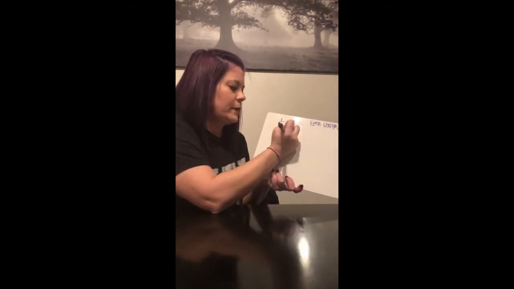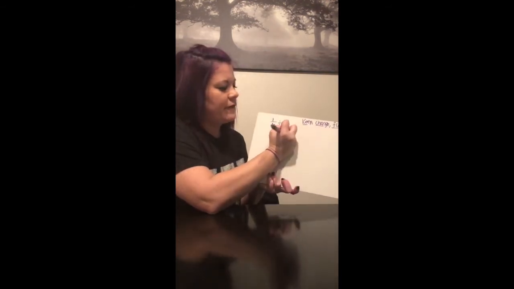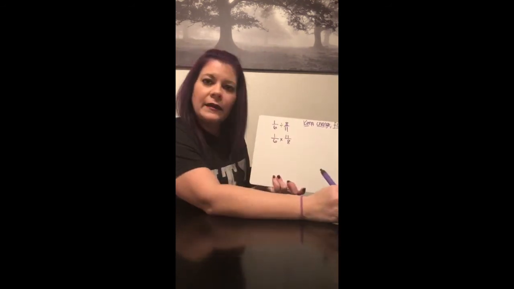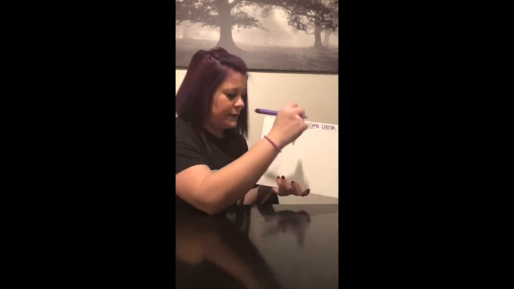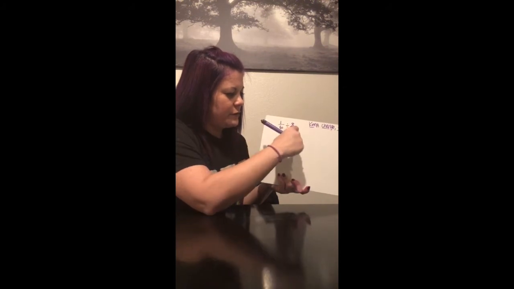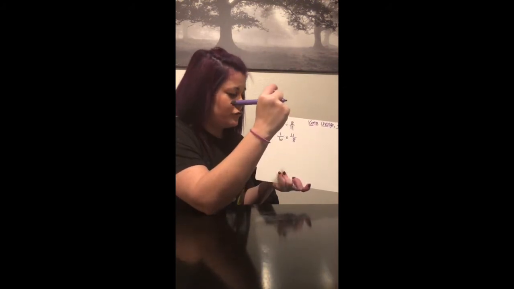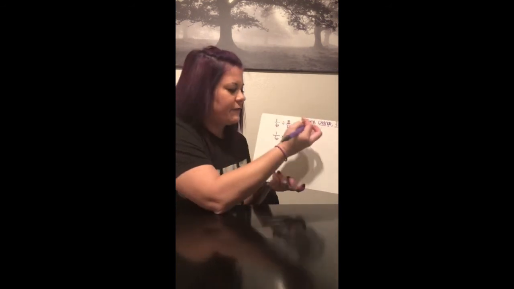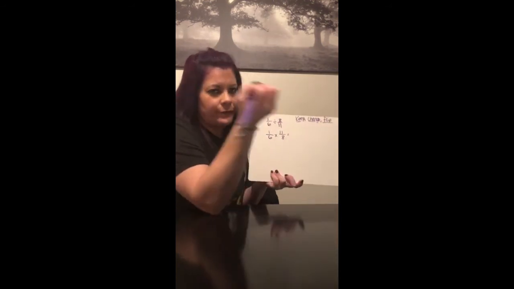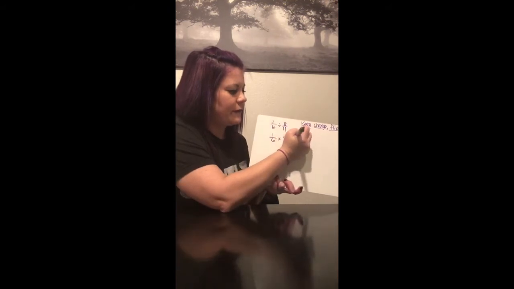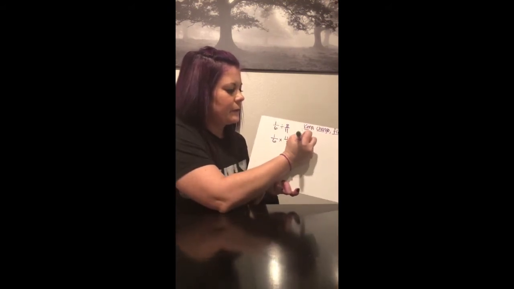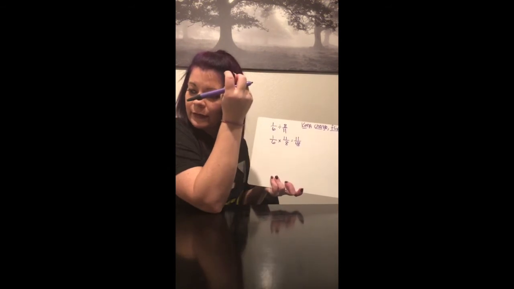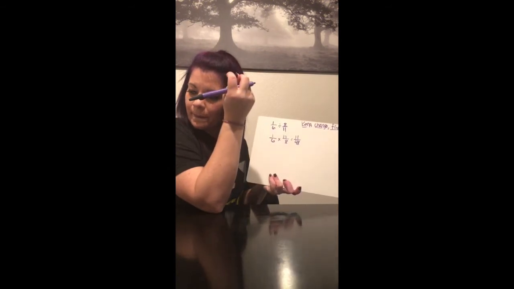So keep the first one, change this to multiplication, and flip it. And then we have a multiplication problem just like we did. We check for cross reduction. 1 and 8, 6 and 11, they don't have common factors. So we just multiply like normally. 1 times 11 is 11. 6 times 8 is 48. So we get 11/48. Awesome. Let's do another one.